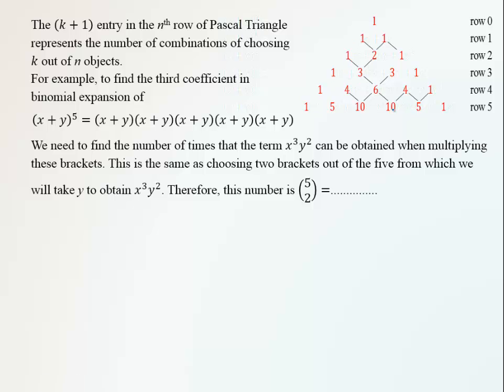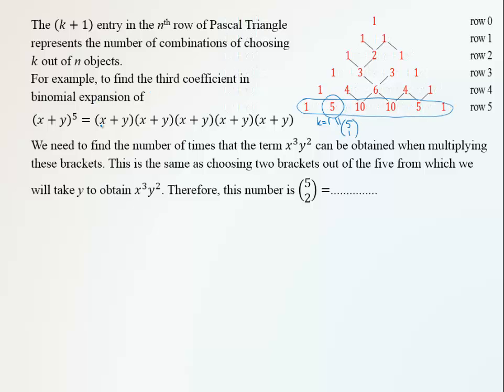Let's investigate a little bit closer this Pascal triangle. It has a lot of properties. For example, if we choose any nth row, for example, the 5th row, the k plus first entry in this nth row, for example, if k is 1, the k plus first entry is this one, number 5. And this k plus first entry represents the number of combinations of choosing k out of n objects. So we're claiming that this is really the same as 5 choose 1.